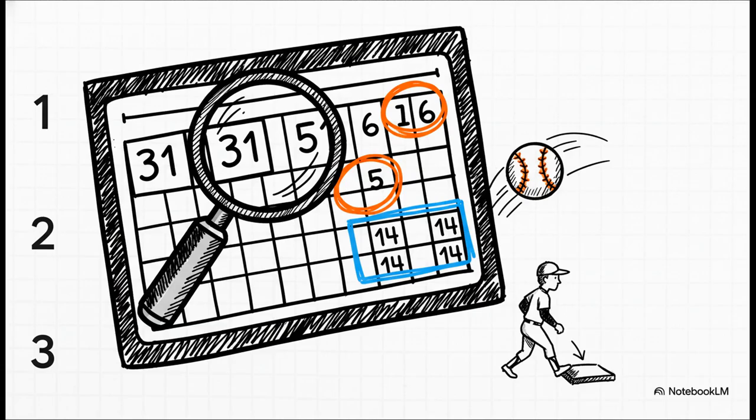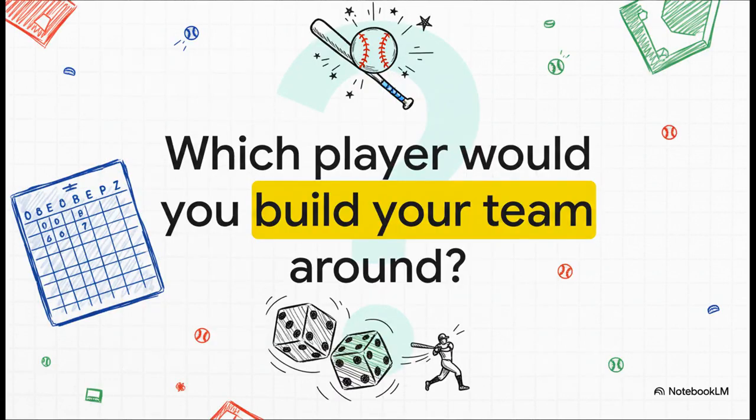Next, you just count the power numbers, the 1s, the 5s, the 6s. That tells you his home run pop in a second. And finally, just count up all the 14s on the whole card. That's a direct measure of his on-base skills. With this little checklist, you can size up any card in about 5 seconds. No joke.